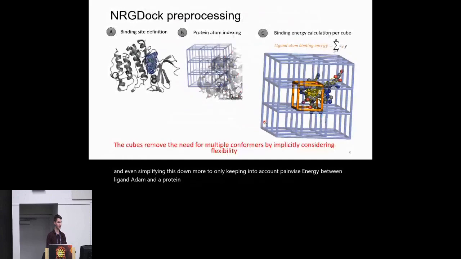So to kind of illustrate this graphically, in our pre-processing steps, for which we only need 1 software that we developed, we define a binding site. We then index protein atoms into these cubes that are around 6.5 angstroms in size. And then for each one of these cubes, we say, if a ligand atom was in this cube, what would its binding energy be? And that binding energy is just the sum of its pairwise energy between the ligand atom and any protein atoms that are within 1 cube.